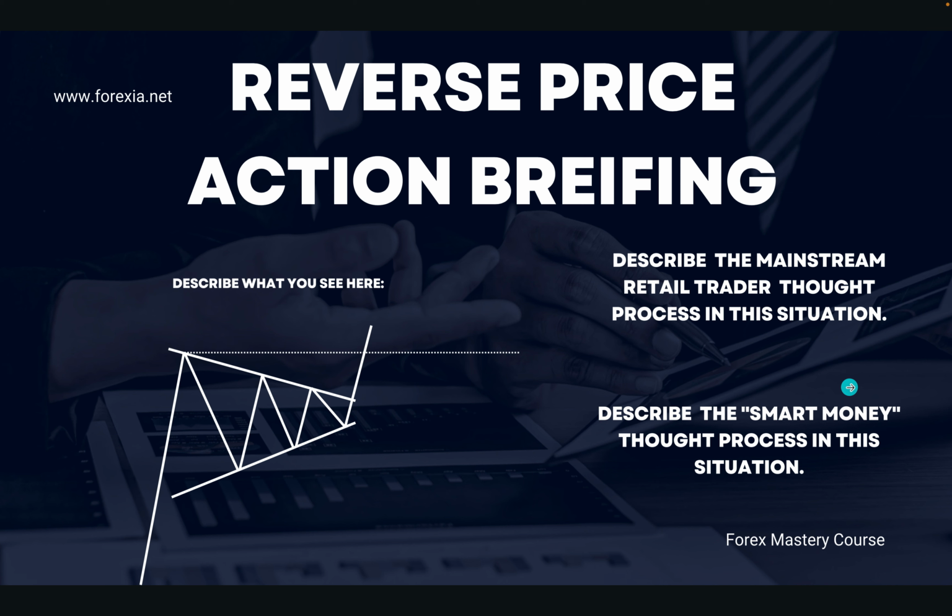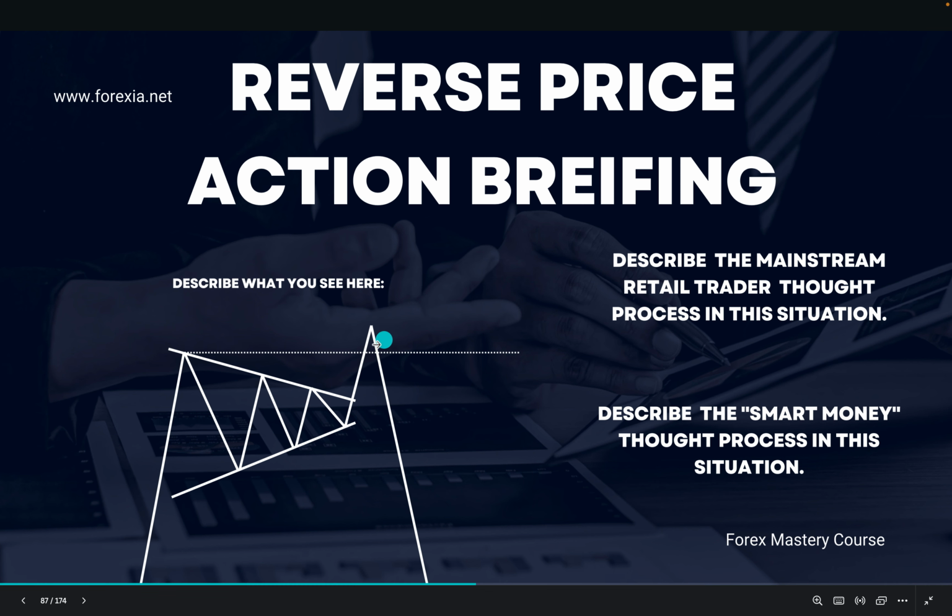Now describe how smart money might think or process this situation here. Well, this is exactly how smart money would process this. We see an induction of retail traders buying into what they think is going to be the continuation of an uptrend. What would be the smart thing to do if you were the one manipulating the market? Well, smart money would completely reverse the market off of this scenario here.